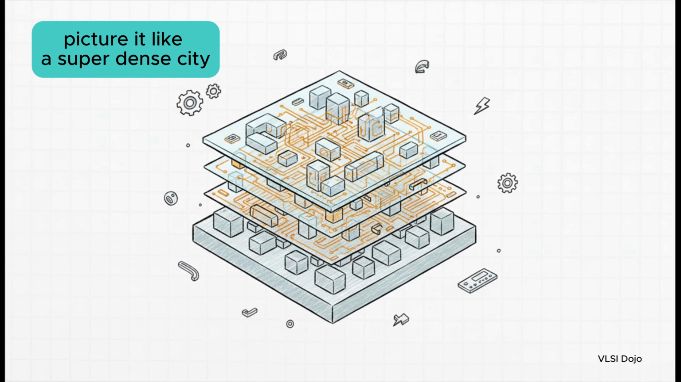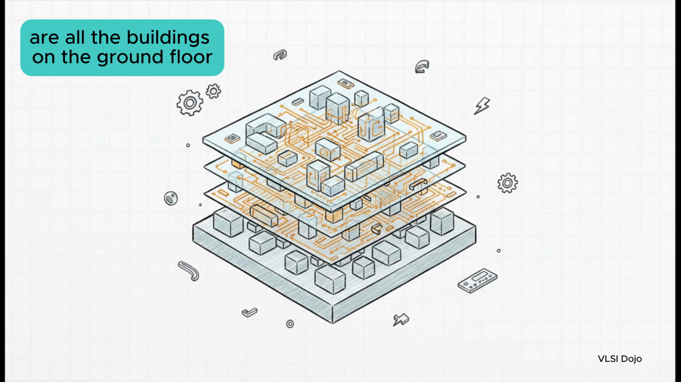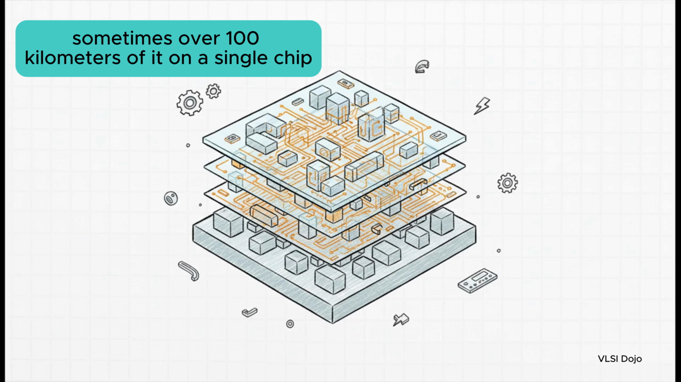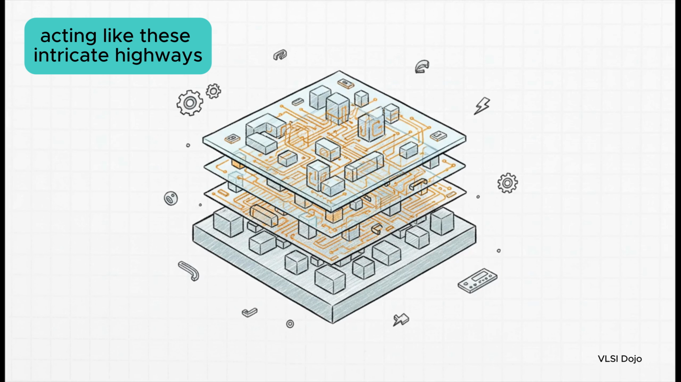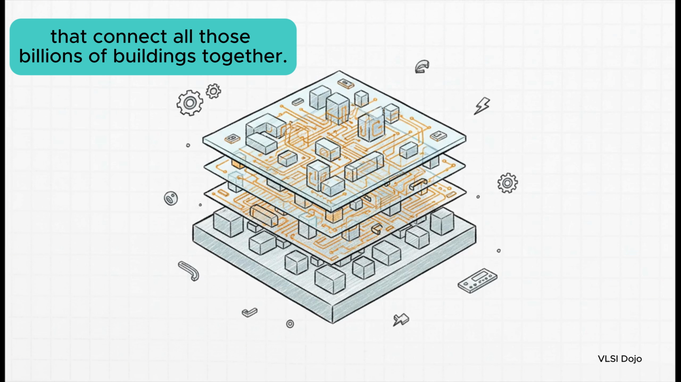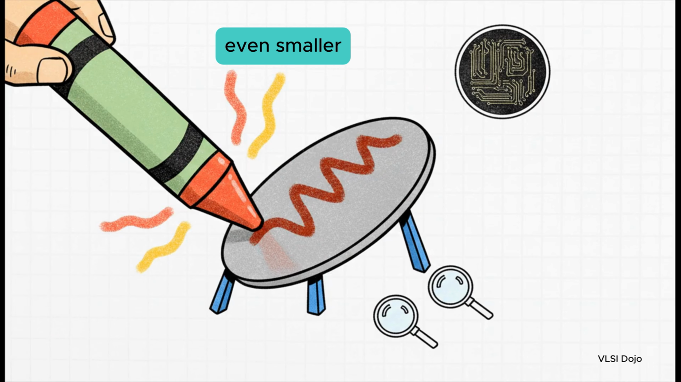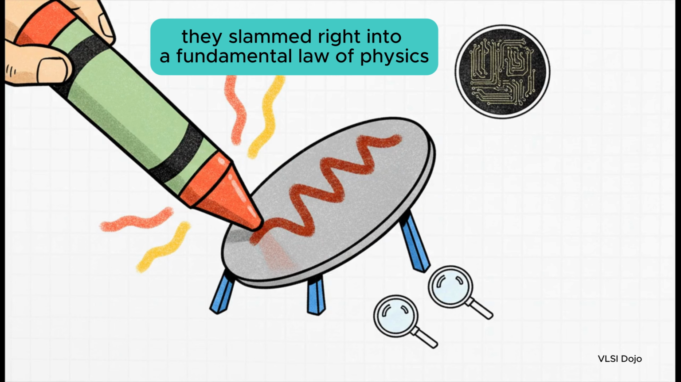Picture it like a super dense city. The transistors are all the buildings on the ground floor. Then you've got layer after layer of copper wiring, sometimes over 100 kilometers of it on a single chip, acting like these intricate highways, overpasses, and tunnels that connect all those billions of buildings together. But as engineers tried to shrink those city blocks down even smaller, they slammed right into a fundamental law of physics.